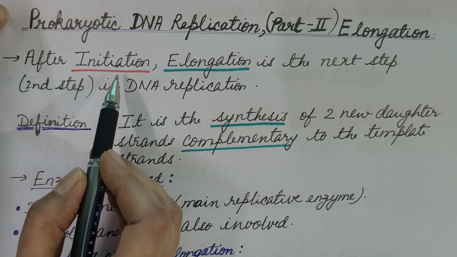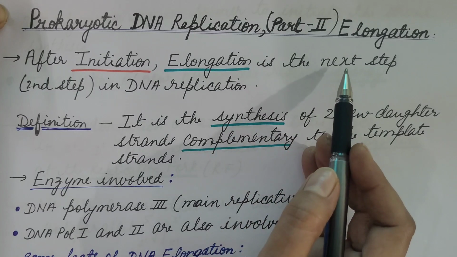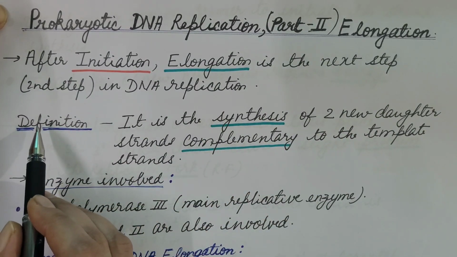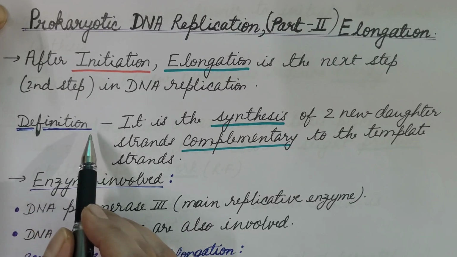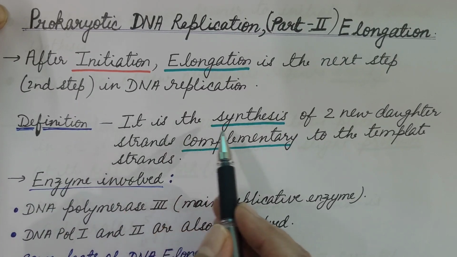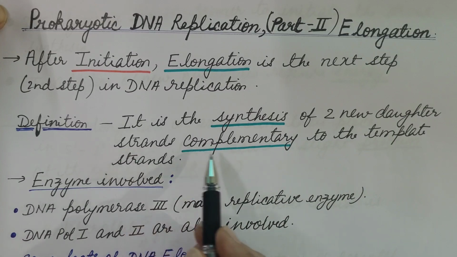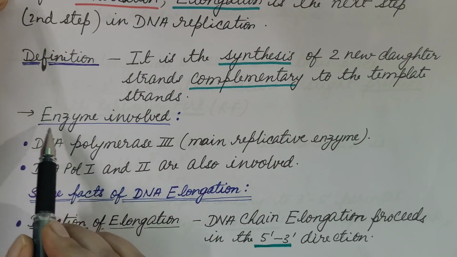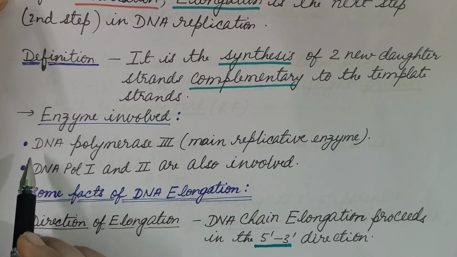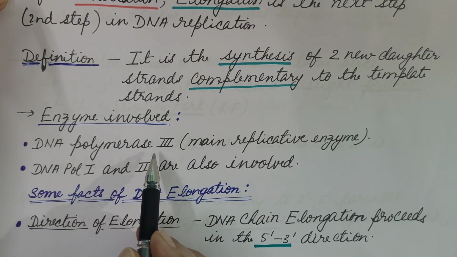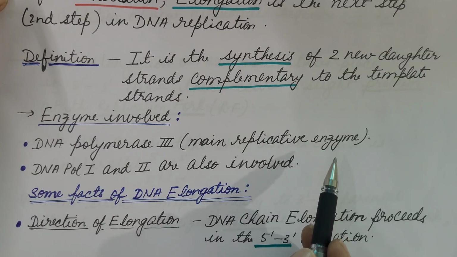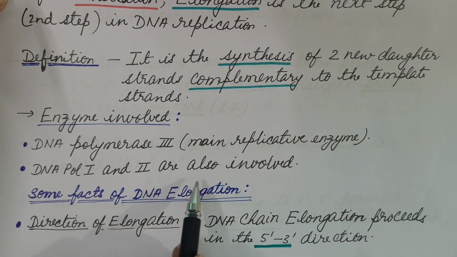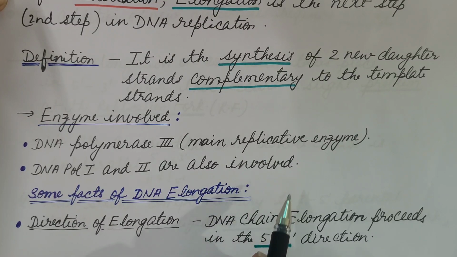So we know that after initiation, elongation is the next step, or the second step, in DNA replication. Now, what is the definition of elongation? It is the synthesis of two new daughter strands complementary to the template strands. The enzyme involved in this step is DNA polymerase 3, which is known as the main replicative enzyme. DNA polymerase 1 and DNA polymerase 2 enzymes are also involved.